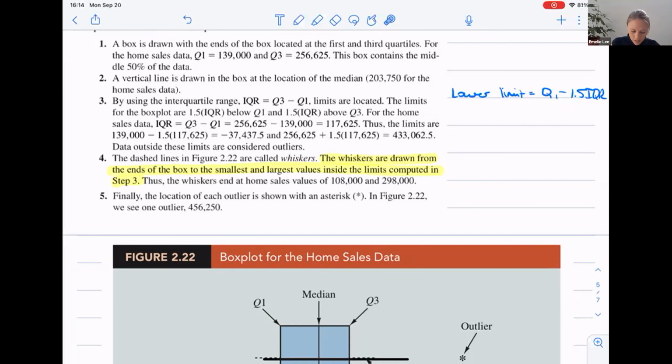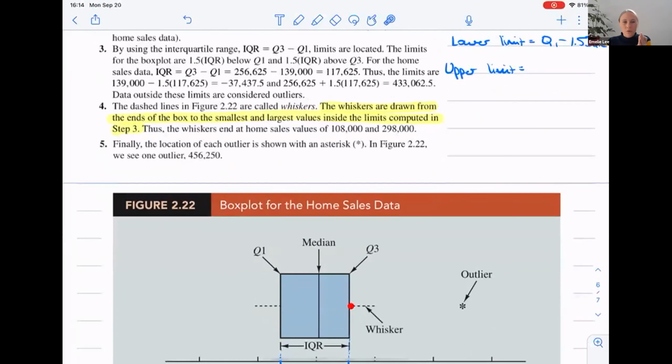And that's the goal. So the lower limit is going to be down from Q1, 1.5 times the interquartile range. And then the upper limit is going to move up from Q3. So now it's going to be Q3 plus 1.5 times the interquartile range.